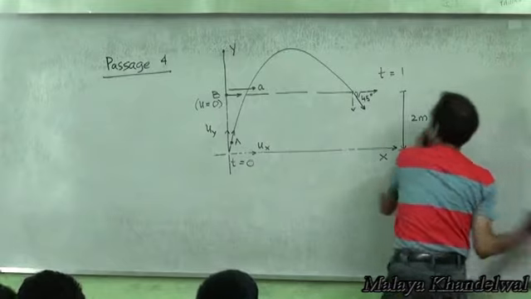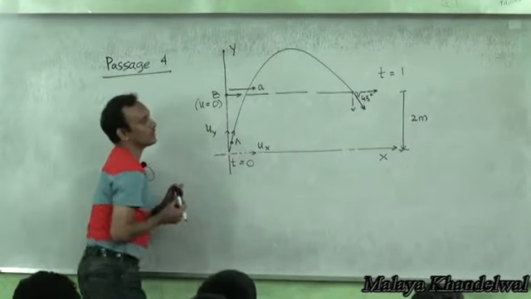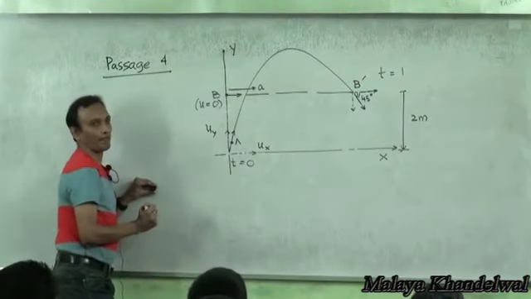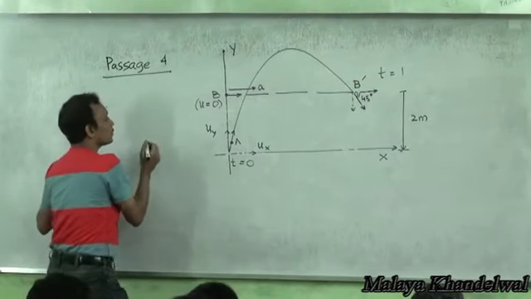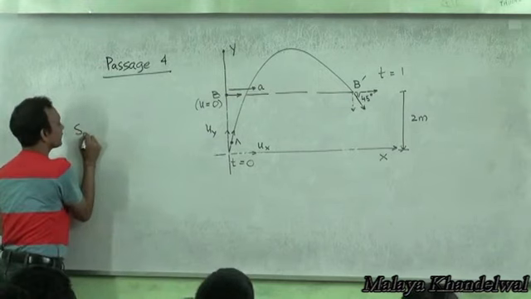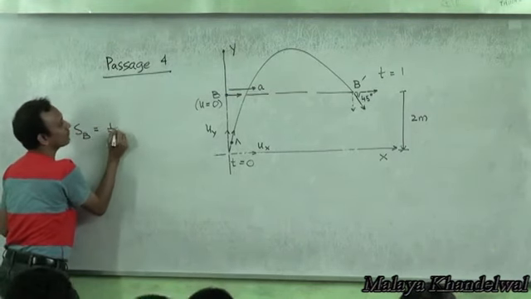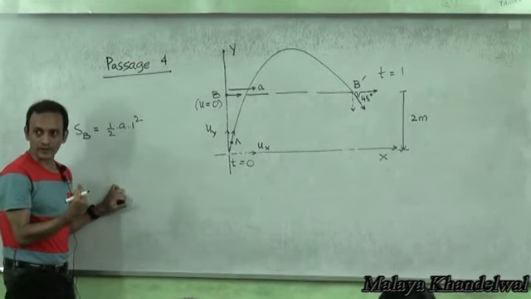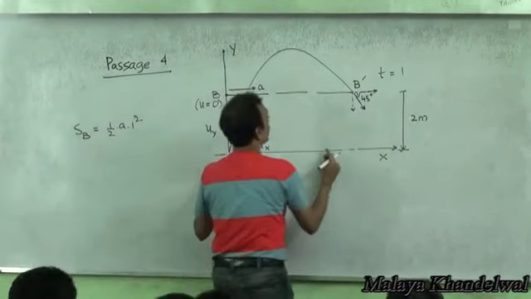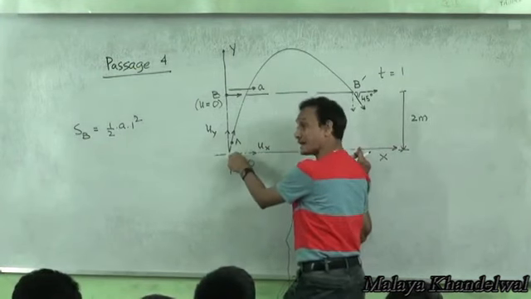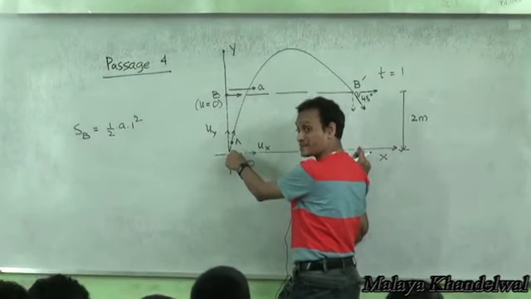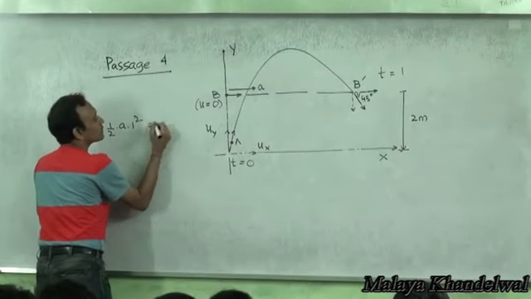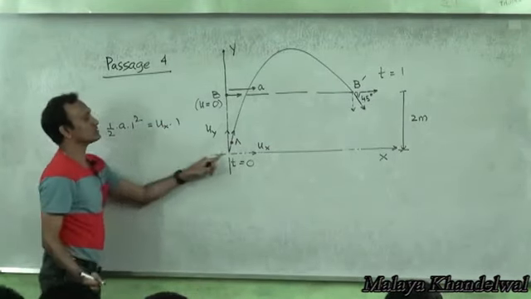Evidently, then, realize that from B to B prime, the displacement of B horizontally is half of A into T squared. And that must also have been the horizontal displacement of A in 1 second. That must have been equal to the horizontal displacement of A in 1 second. So that must have been ux into 1.